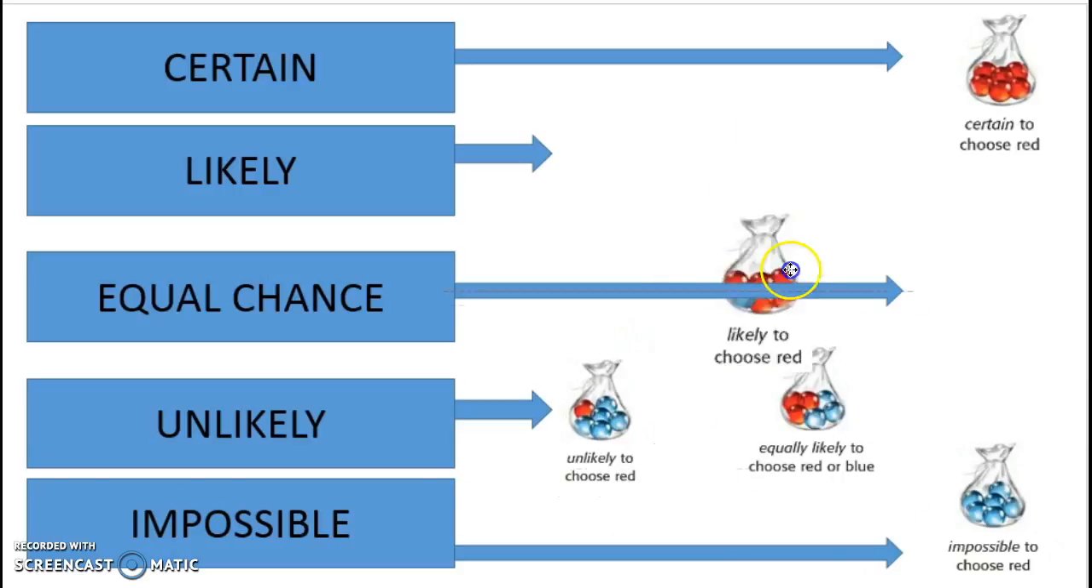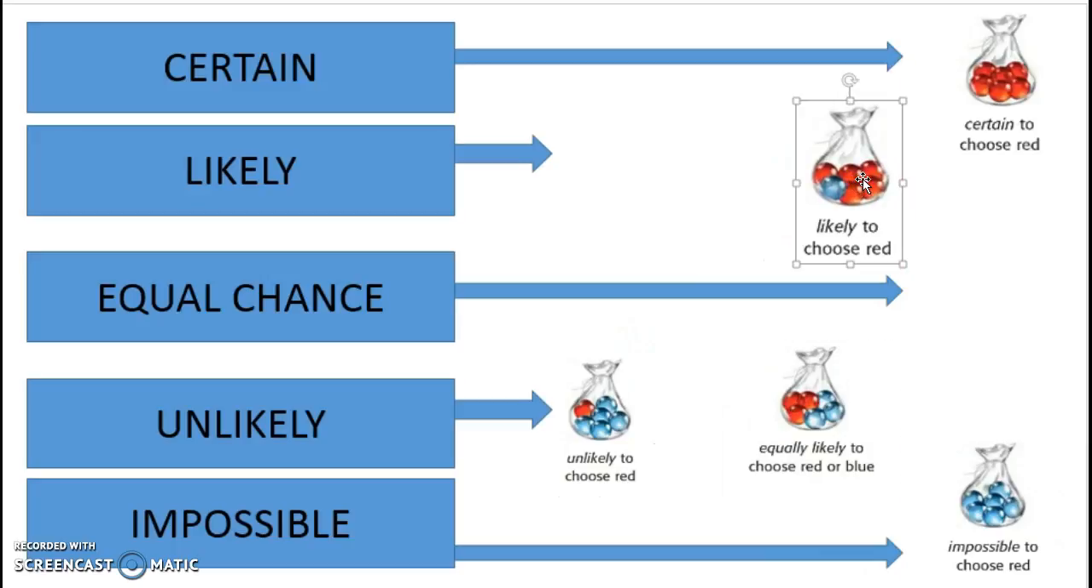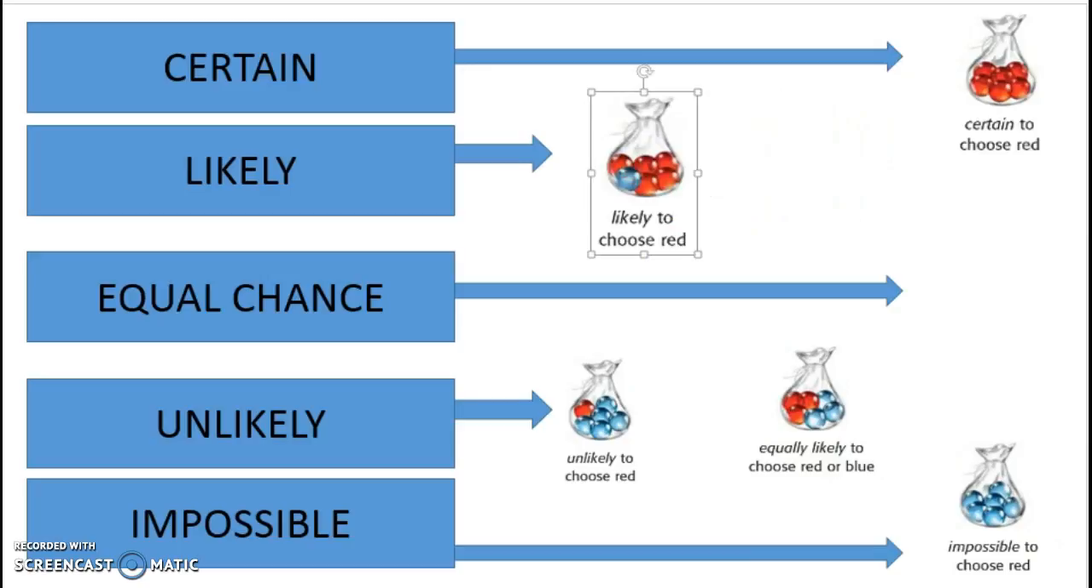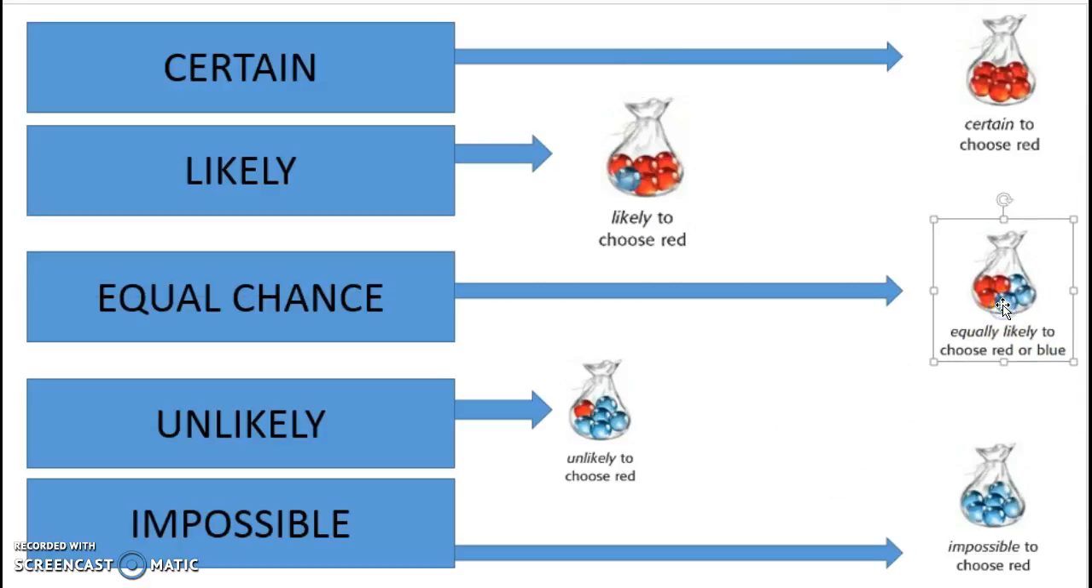I'm going to grab this one and take it up here. This one has some red and one blue marble. The event is to choose red. There's a lot of red there, so it's quite likely that when I stick my hand in and pull out a marble, it's going to be red. So I'm going to move that to likely. And this event here, there are 3 red, 3 blue, and it's asking to choose a red or blue. Well, it's equally likely I'll choose either of those.